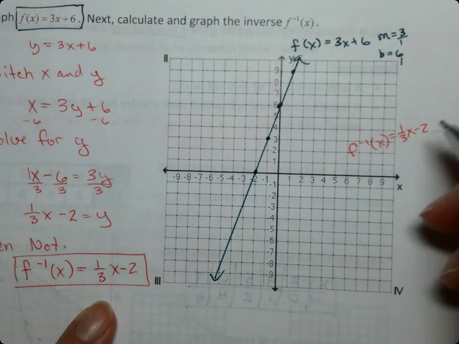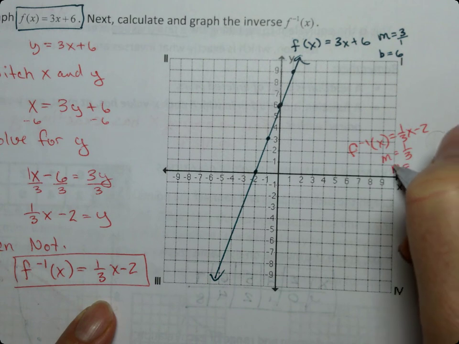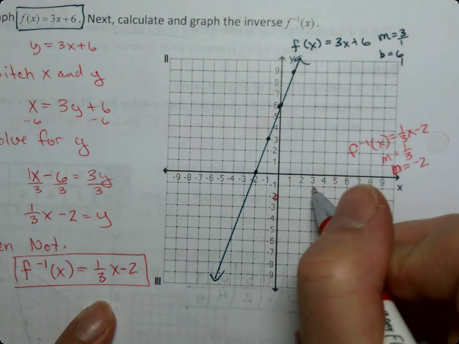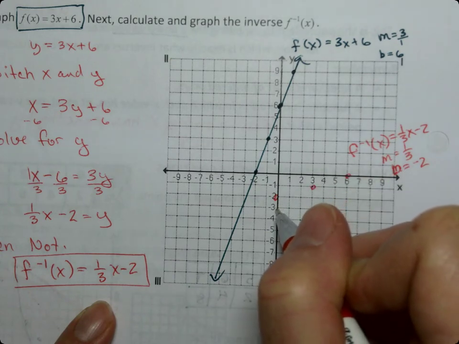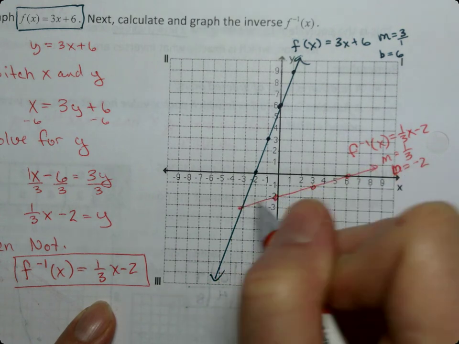Okay, and so just to remind you, the slope is 1/3. The y-intercept is negative 2. All right, so I'm starting at negative 2. I'm going to go up 1 and right 3, up 1 and right 3. I can go down 1 and left 3. There's my line.